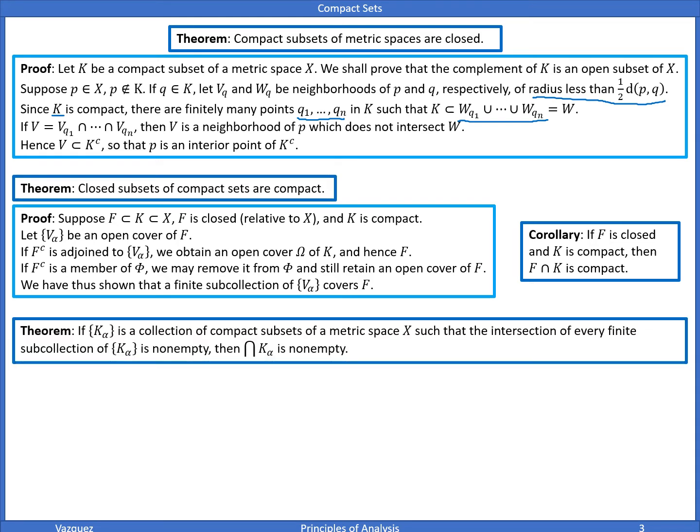Okay, moving on to the next theorem. It says if K sub alpha is a collection of compact subsets of a metric space X, such that the intersection of every finite subcollection of K sub alpha is non-empty, then the intersection of all K sub alpha is non-empty.